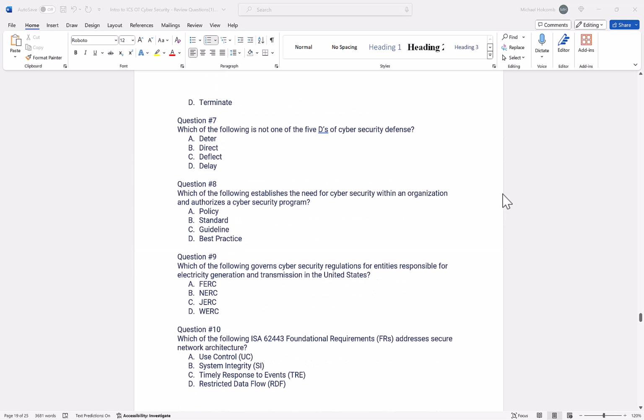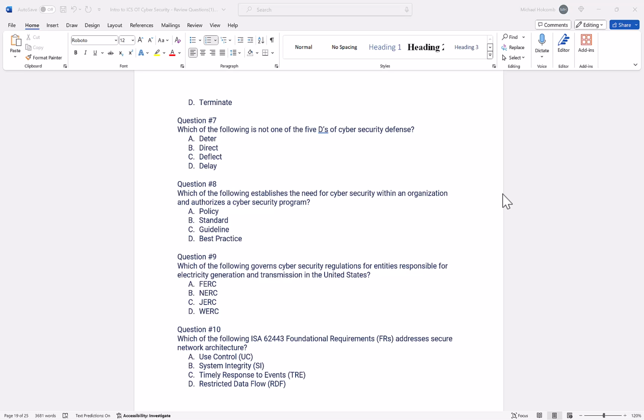All right, question number 7. Which of the following is not one of the 5 Ds of cybersecurity defense? So we can deter attackers, we can deflect attackers, and we can delay attackers. But do we want to direct them? So if I remember, this is another one. I'm having to go back through 62443. I don't really have a lot of conversations around the 5 Ds of cybersecurity defense, but I believe yes, this is B, direct.